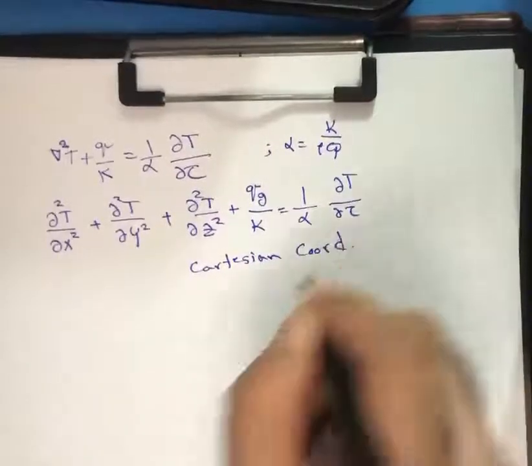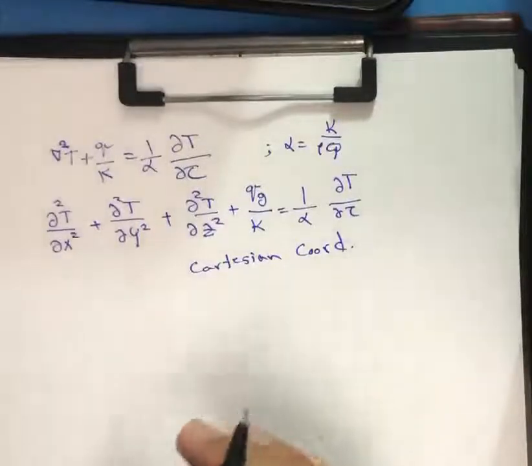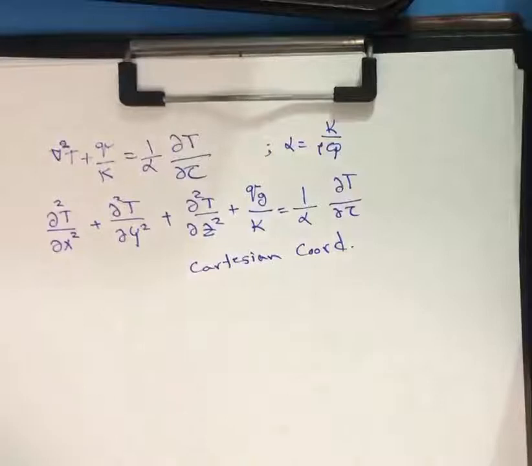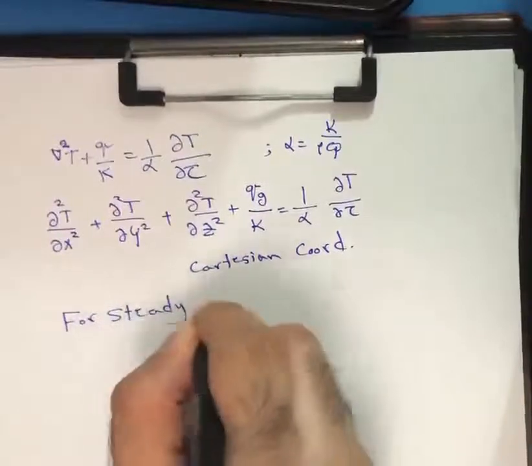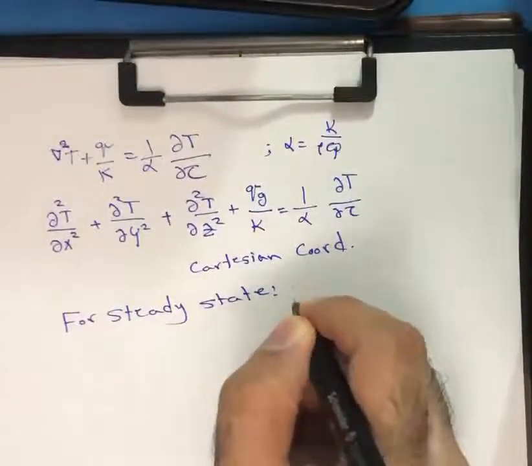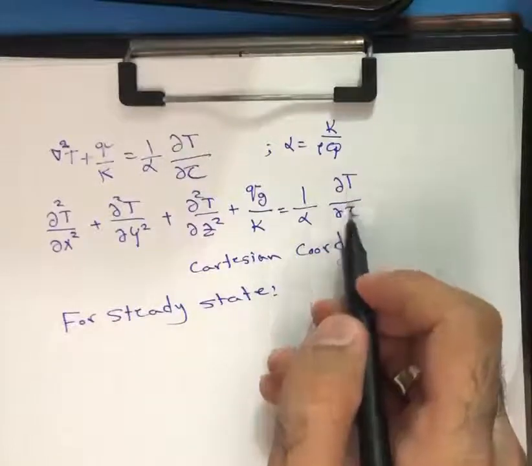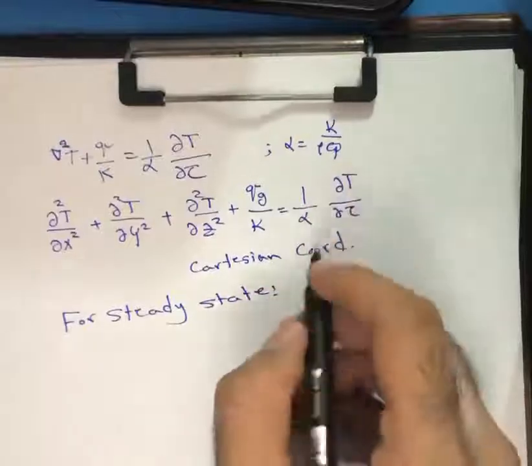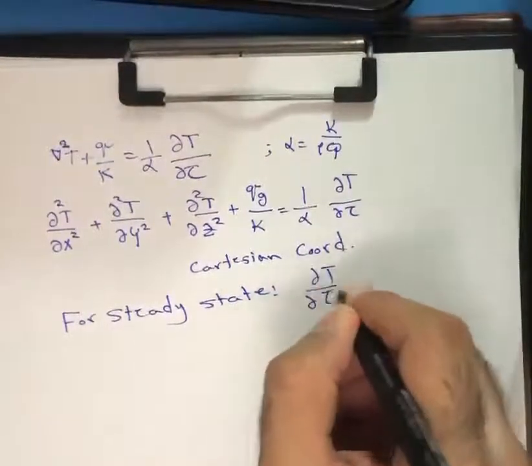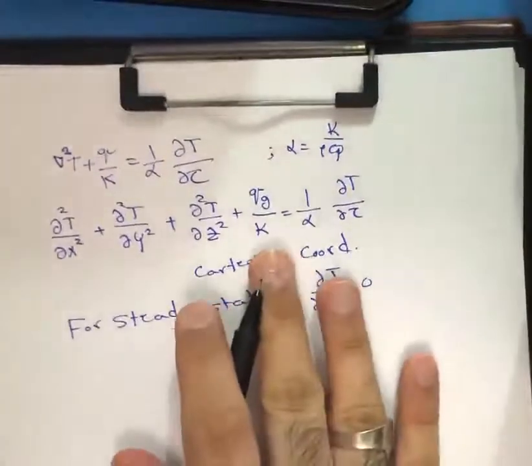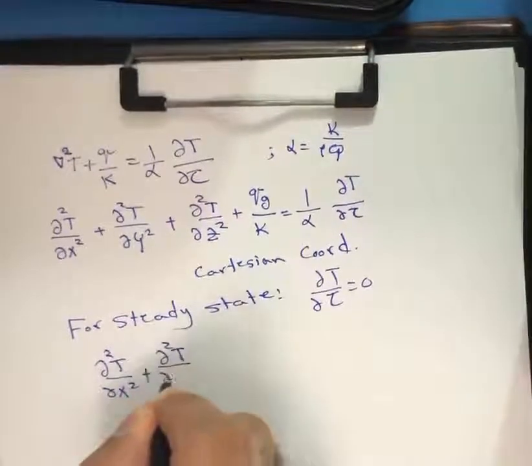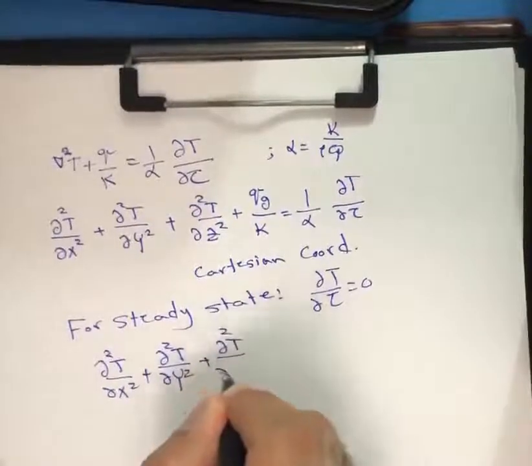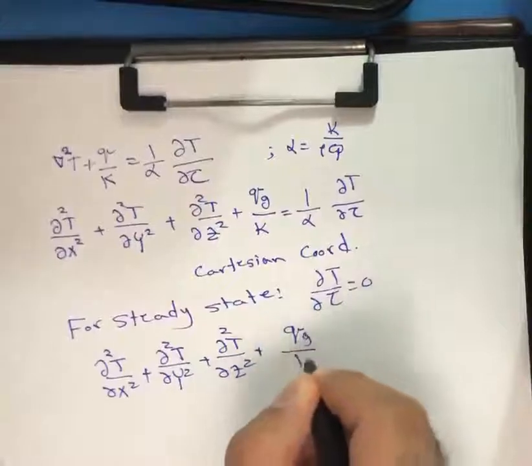However, we can make some simplifications in this equation. For a steady state, we know there is no change with time, so the temperature will be constant with time, and the right-hand side term will be equal to 0, ∂T/∂τ = 0. In this way, the equation simplifies to ∂²T/∂x² + ∂²T/∂y² + ∂²T/∂z² plus the heat generation term divided by K equal to 0.